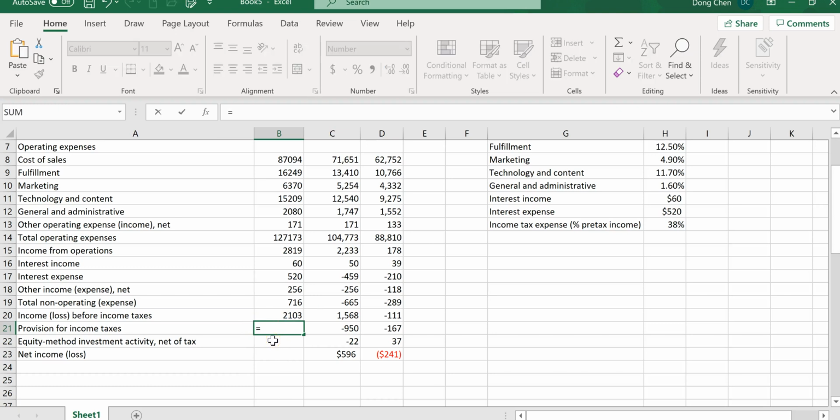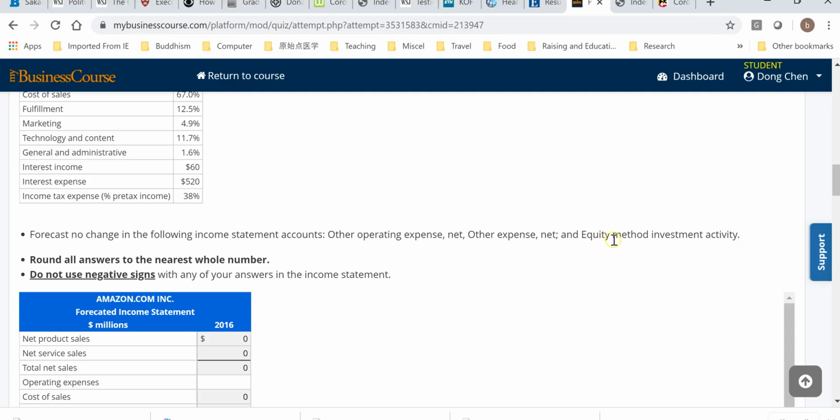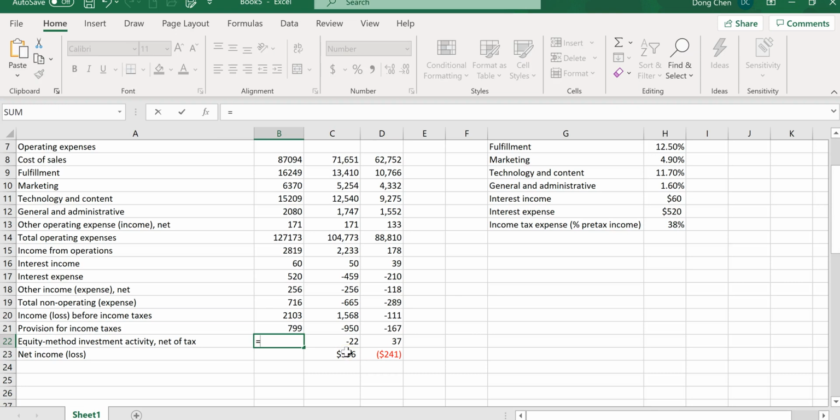And then provision for income taxes will be based on this income before taxes, and then the tax rate will be 38%. And equity method investment activity, this is again based on the setup. There's no change. But because this is a negative number and I cannot use negative numbers, I need to put a positive number. But I need to remember this actually is a loss. So when I calculate the net income, I need to deduct this loss from the income.